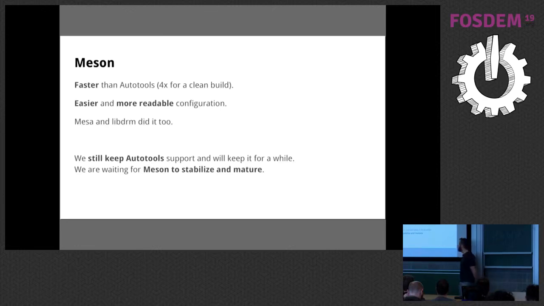We made a couple of changes recently to try to be a little bit more modern and friendly. So we switched from Autotools to Meson, and it's not a complete switch, mostly because we were just annoyed by the build time. Everyone was switching in our area, so libdrm, Mesa, and it's much faster. From clone to build binaries, it's four times faster on most of the hardware I've tested that on. It's much easier to maintain, and much more readable when it comes to configuration.